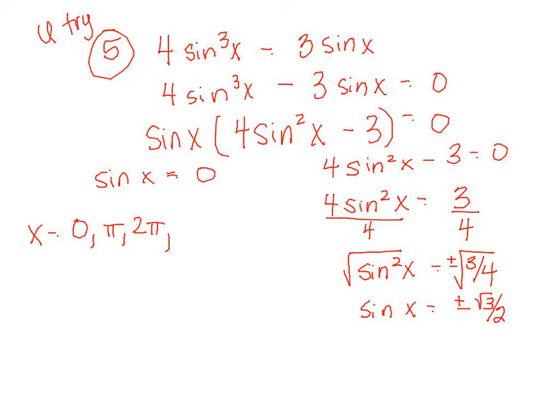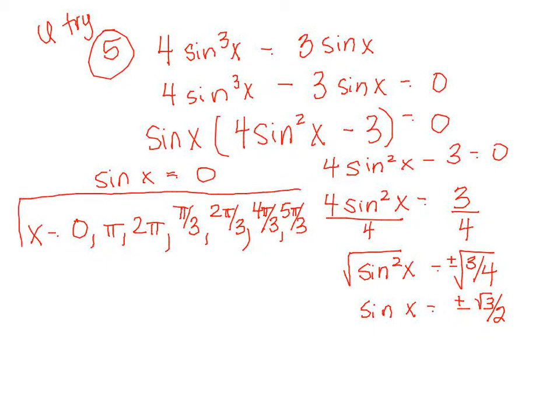Where is sine equal to positive square root of 3 over 2? It's positive square root of 3 over 2 at pi over 3 and 2 pi over 3. Where is it negative square root of 3 over 2? That's at 4 pi over 3 and 5 pi over 3. So those are the solutions.